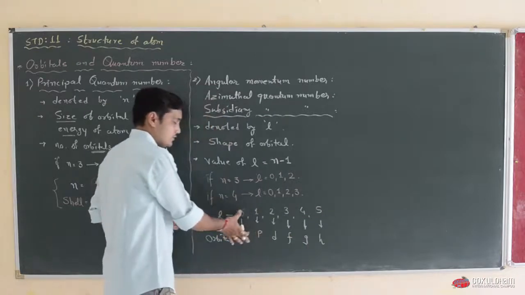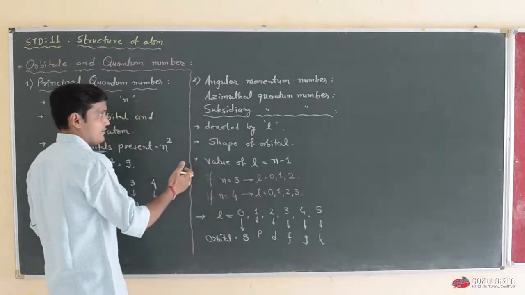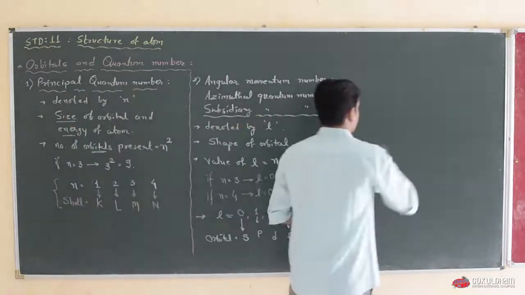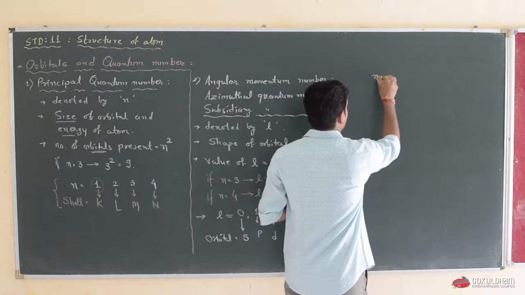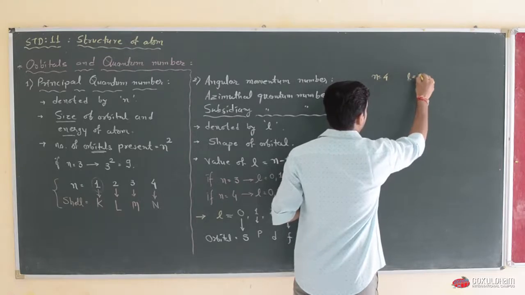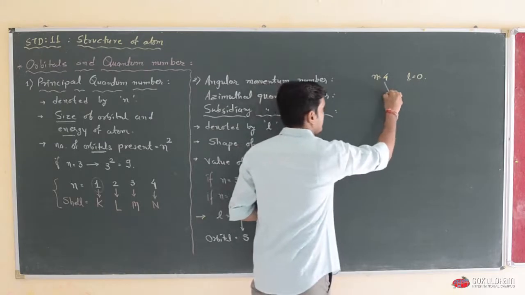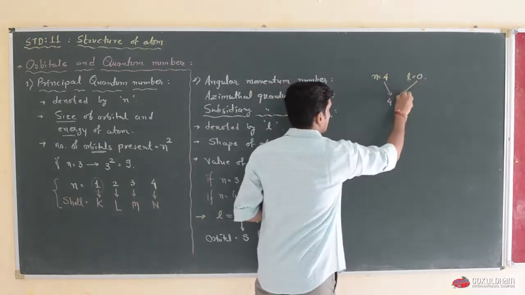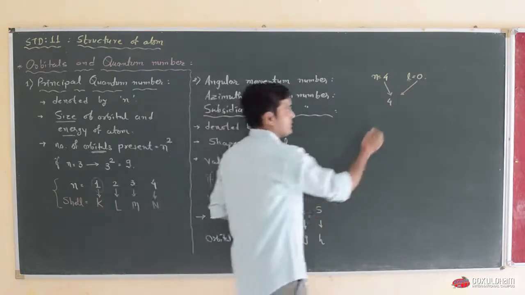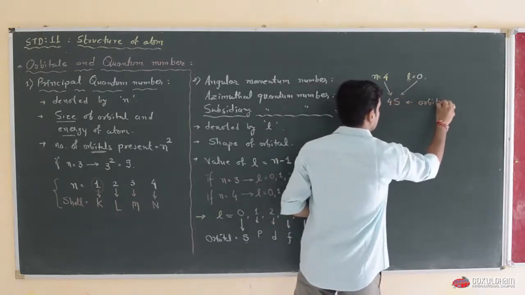Now what is the use of this value? These two can combine for the formation of an orbital symbol. So we can discuss over here: if n is equal to 4 and L is equal to 0, our symbol of the orbital is this 4 and this 0. 0 means the s orbital is there, so our symbol becomes 4s. So this is the symbol of the orbital.